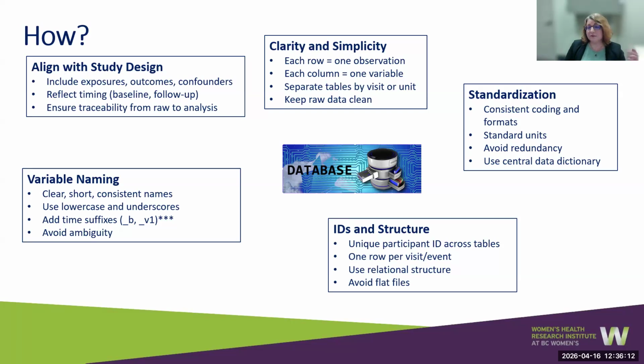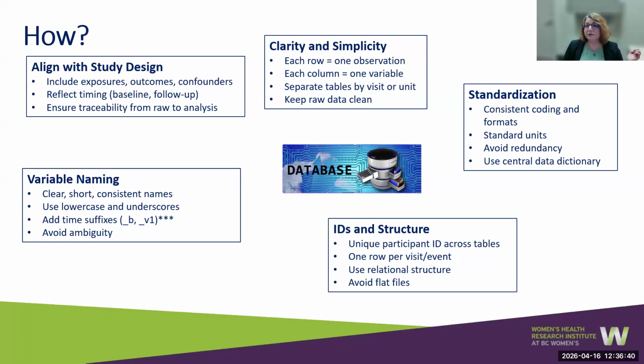Clarity and simplicity. For example, in your data, each row equals one observation and each column is one variable. If you have multiple visits, theoretically each visit should have its own table that you put together later. If you have multiple time points, the variable names at each time point should be exactly the same.